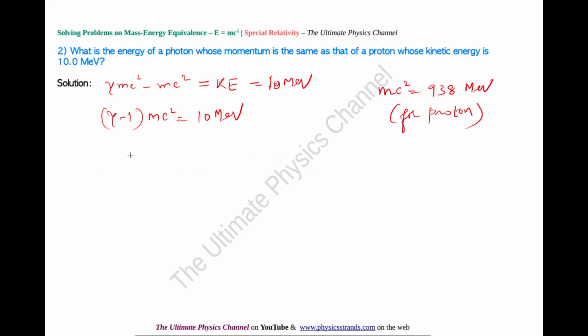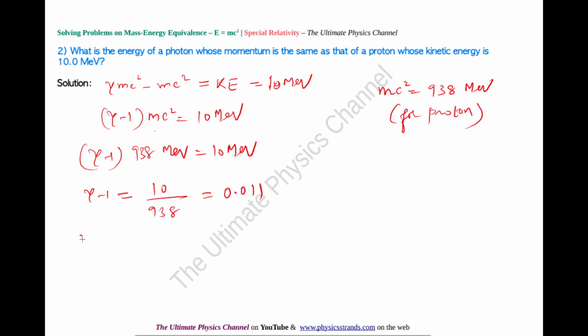And therefore here we can directly substitute 938. Gamma minus 1 times 938 MeV is 10 MeV. So gamma minus 1 is 10 over 938, and that turns out to be 0.011. So gamma is 1.011. That is the gamma factor for this thing.